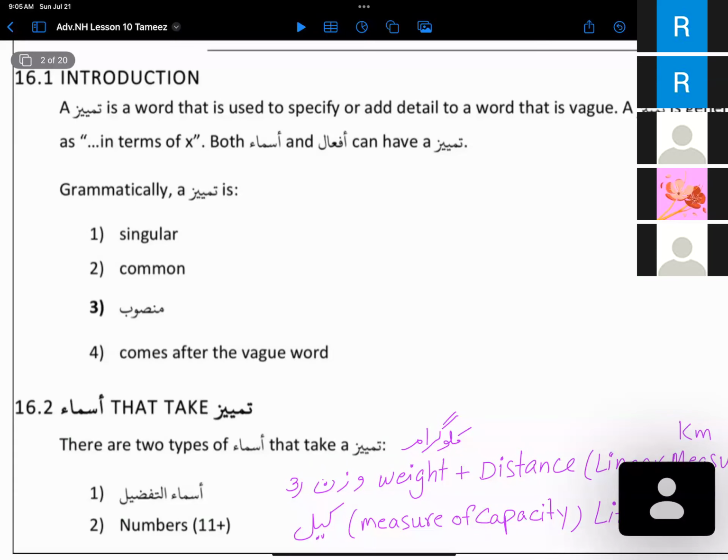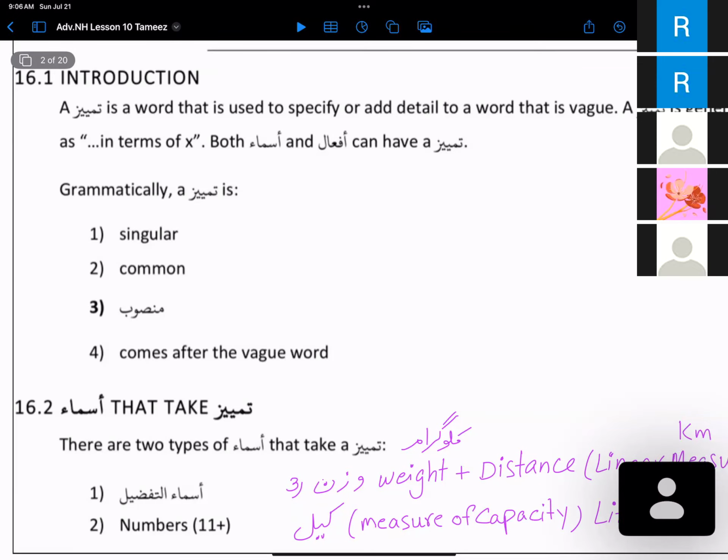So after ismu tafdil, we're going to find tamyiz, and even after the numbers. For example, if I say I have 13, you're going to ask me 13 what? So 13 books, or whatever. So we need something after even a number to clarify, and that would be tamyiz. And I put a third one over here, all these ways of scaling.